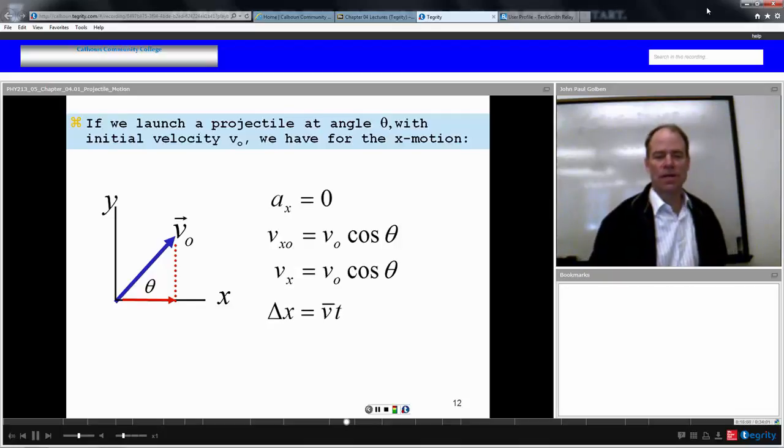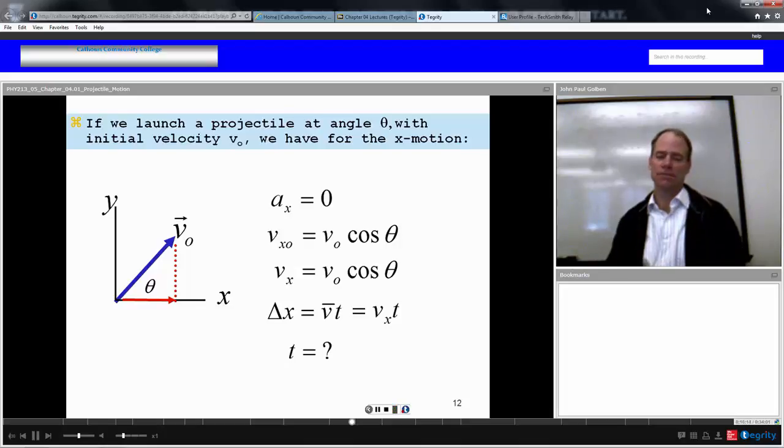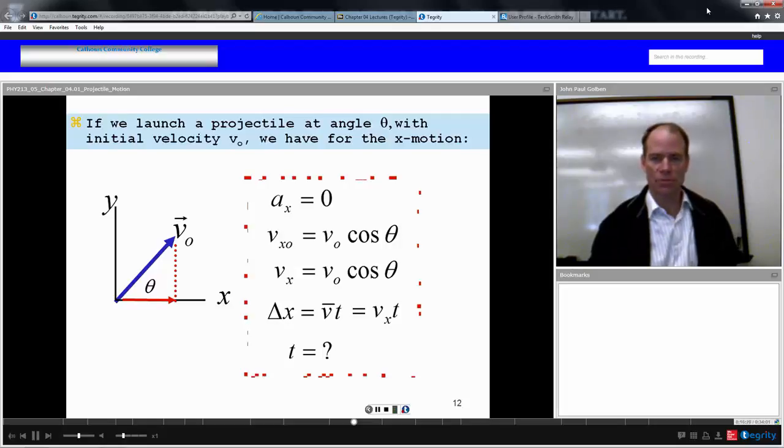So our displacement is going to equal our average velocity times time, which is our velocity times time. No acceleration, so there's no 1/2 a t squared because a is 0. And we're going to define it by some time t. So these are the equations that describe our kinematic variables.